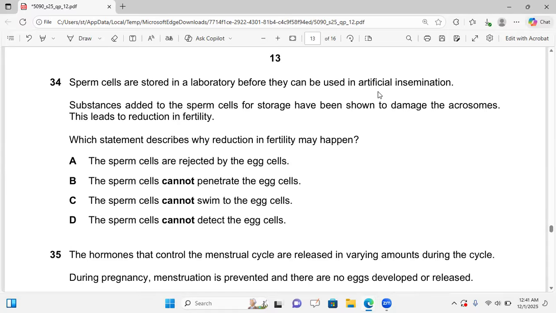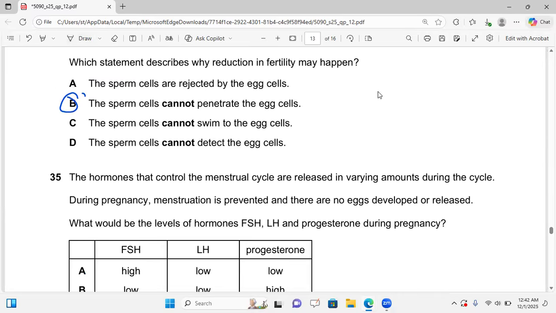Sperm cells are stored in a laboratory before they can be used in artificial insemination. Substances added to sperm cells for storage have been shown to damage acrosomes. This leads to a reduction in fertility. Which statement describes how the reduction in fertility may happen? Are the sperm cells rejected by egg cells? No. The sperm cells cannot penetrate into egg cells. Yes, this is fine. They are not able to properly penetrate the egg cell to achieve fertilization.